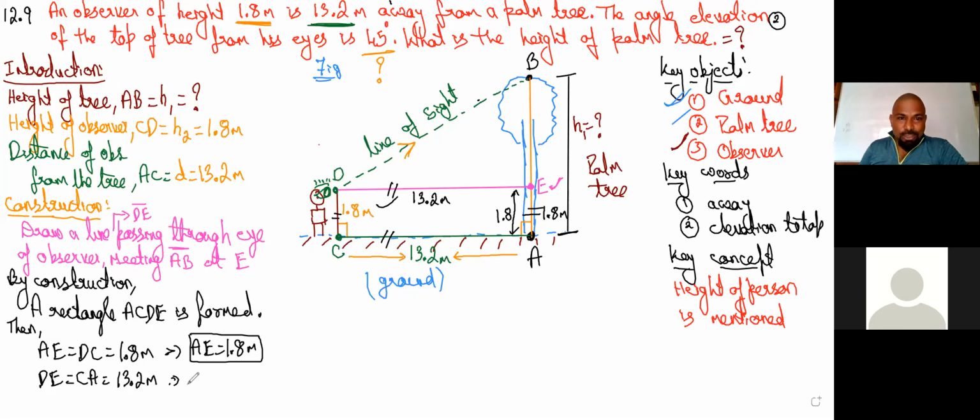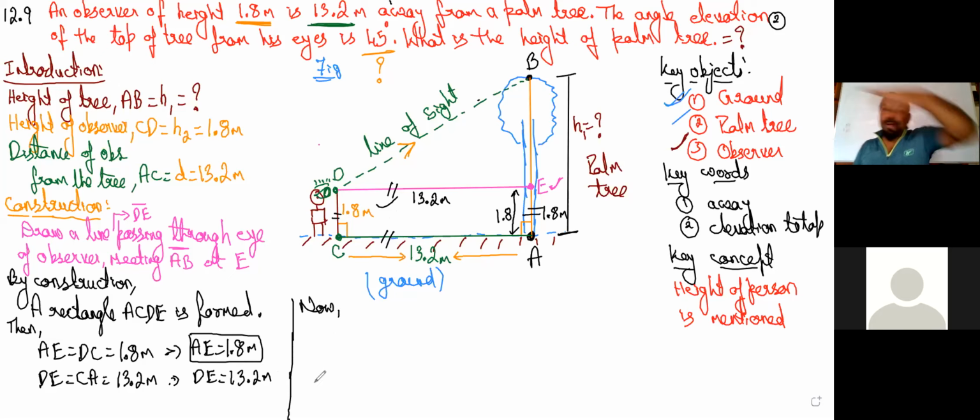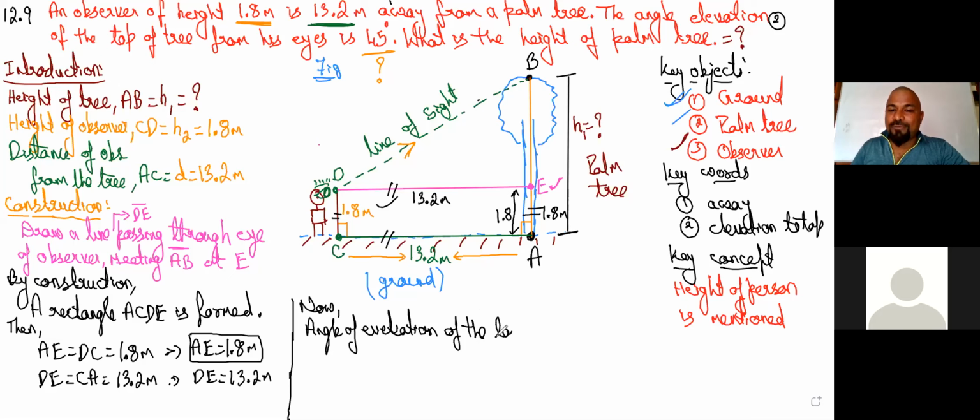Okay. Now, what is the new shape? It is becoming something like DE equals 13.2 meters. Yes. Okay. Now there is a line passing through the eye of the observer. Now let us draw the angle made. As we have drawn a line passing through the eye of the observer, now think about the angle. Angle of elevation to the top. Angle of elevation of the top of the tree.